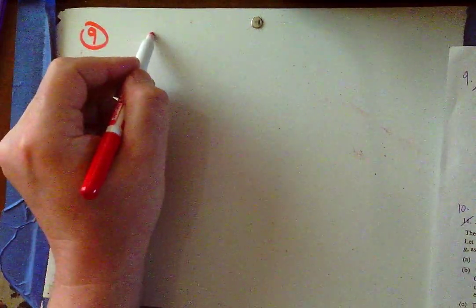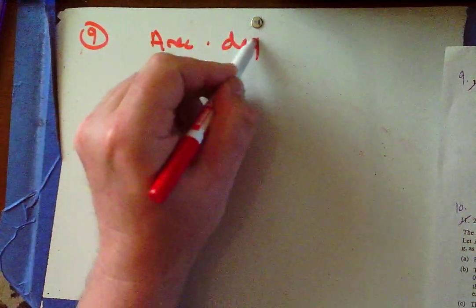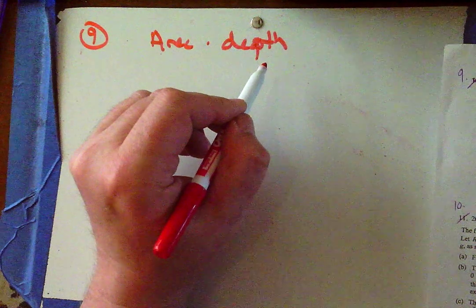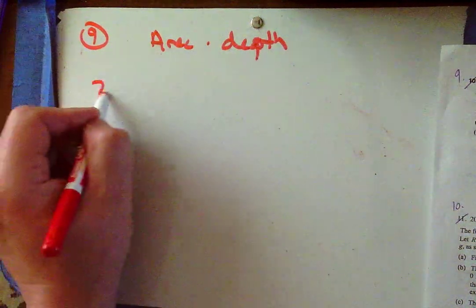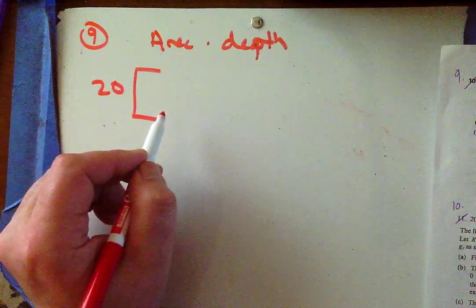Okay, three problems left. Problem number 9. Oh, this looks like a textbook problem. Problem number 9 says, use the trapezoid rule to estimate the volume of the pond. Well, we know that volume is going to be the area times the depth. And we're told that the average depth is 20 feet. So I want 20 times the cross-sectional area of this pond.